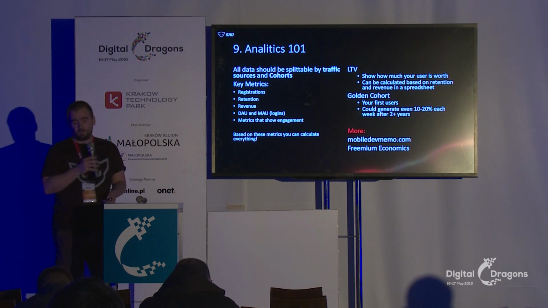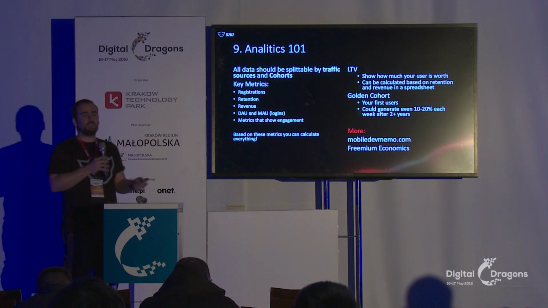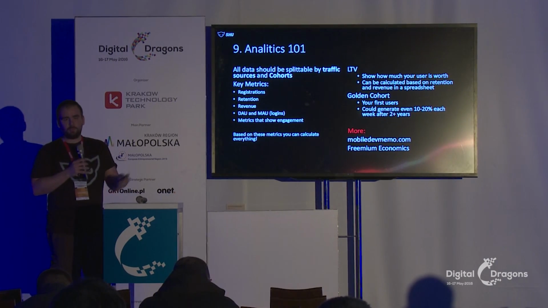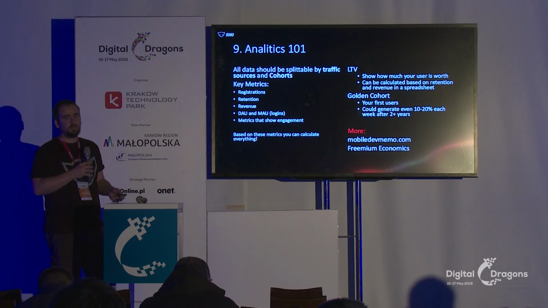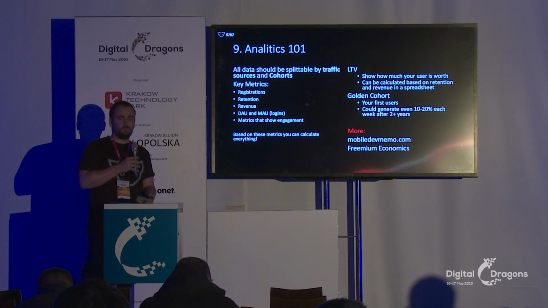And let's say the basic data that you should gather from the beginning should be, first of all, divided by traffic sources, so you should know where each user comes from, and by cohorts, so by days. And if you have all these key metrics like registration, retention, revenue, daily active users, monthly active users, or metrics that show engagement within your game, which are game specific, then based on these numbers you could build everything. You could build any KPI or data that you need.